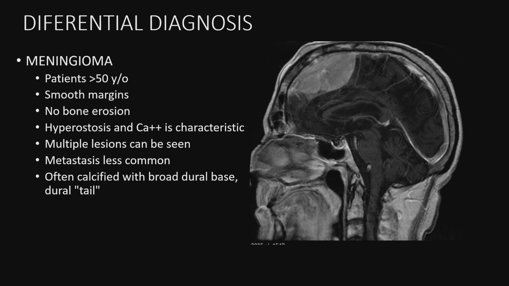Our differential diagnosis: the meningioma is more common in patients over 50 years old, with smooth margins and no bone erosion. In meningioma we can find hyperostosis, and calcium is characteristic. Multiple lesions can be seen in meningiomas and metastasis is less common. Often calcified with a broad dural base, we can find a dural tail. Maybe indistinguishable from meningioma. Another diagnosis that we can find is lymphoma. But in lymphoma it is more common to have multiple lesions, and it's very rare that it causes bone erosions.